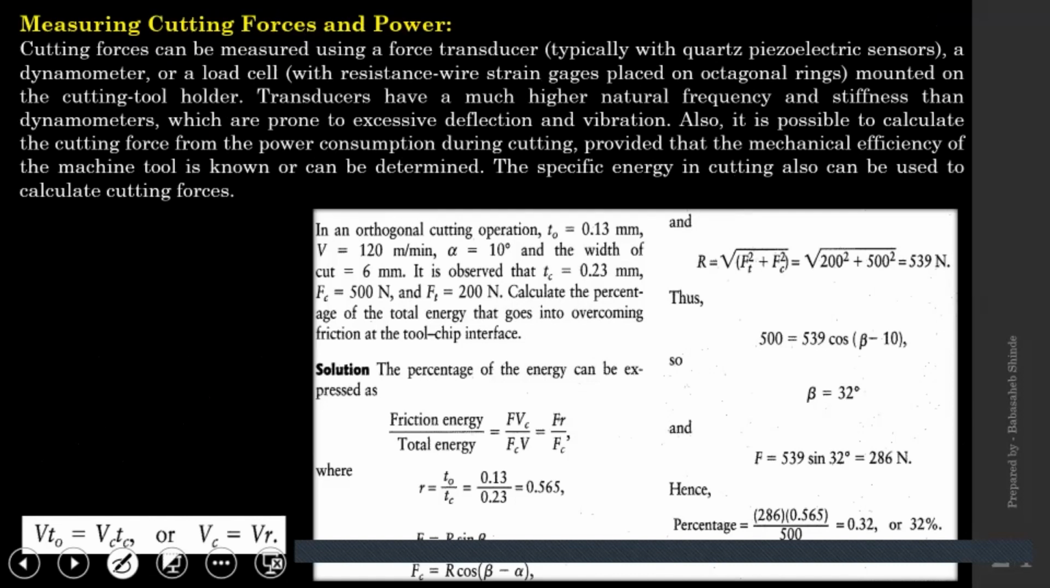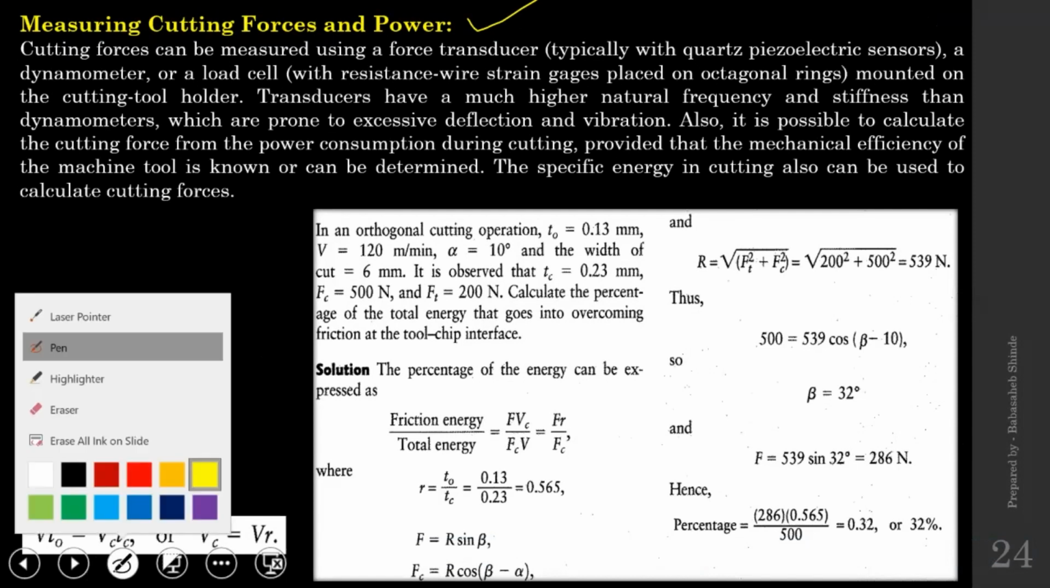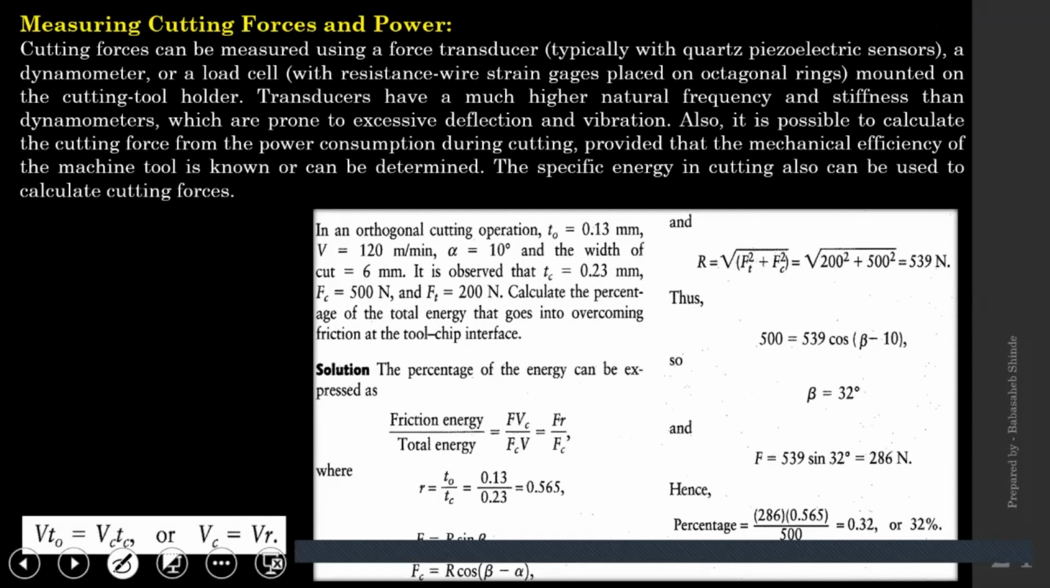Next, measuring cutting forces and power. Now we know the reasons of generating cutting forces, the nature of cutting forces, even why we need to measure those cutting forces. That importance is also known. Now, how to measure those cutting forces? To measure the cutting forces, there is a device that is used, and that device is called a force transducer.